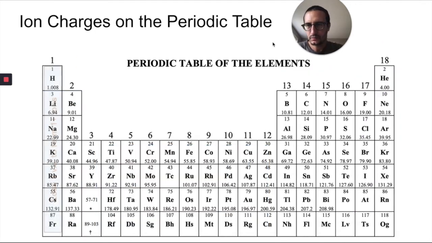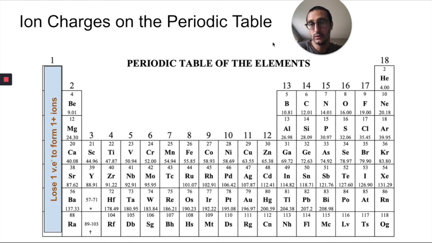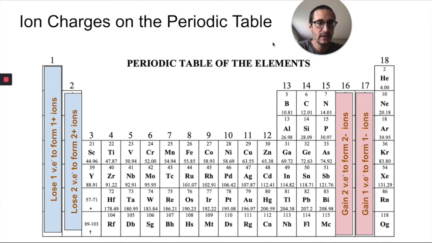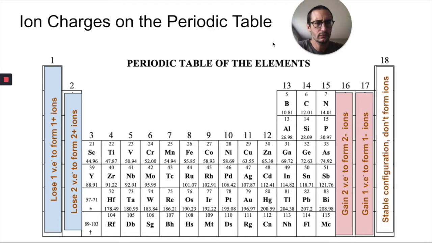So the alkali metals, they're all going to lose that one valence electron to form positive 1 ions. The alkaline earth metals, they're going to lose 2 valence electrons to form positive 2 ions. The halogens are going to gain 1 valence electron to form negative 1 ions. The group 16, they gain 2 valence electrons to form negative 2 ions. Remember, the noble gases are stable. They don't form ions.